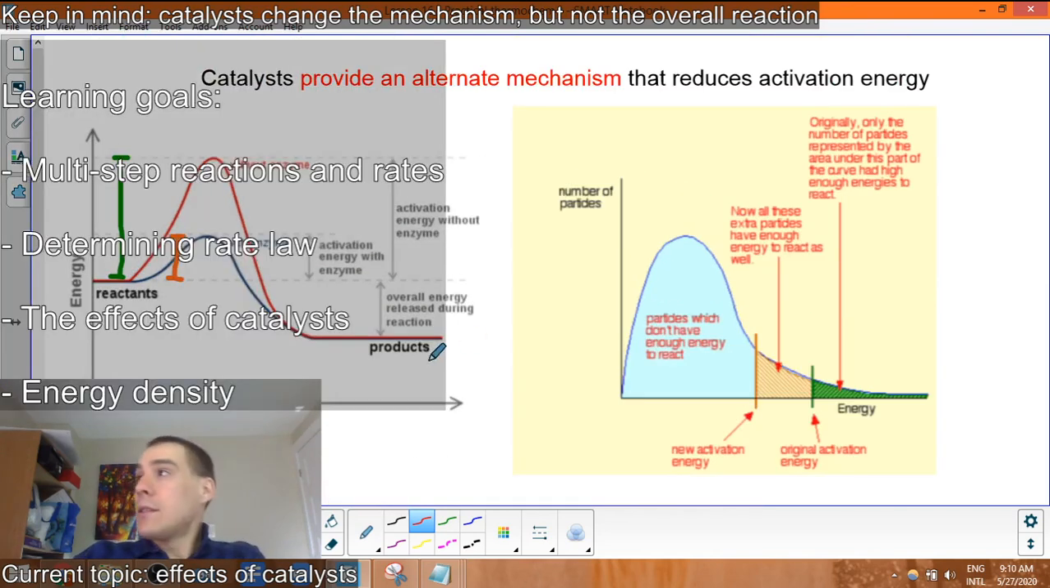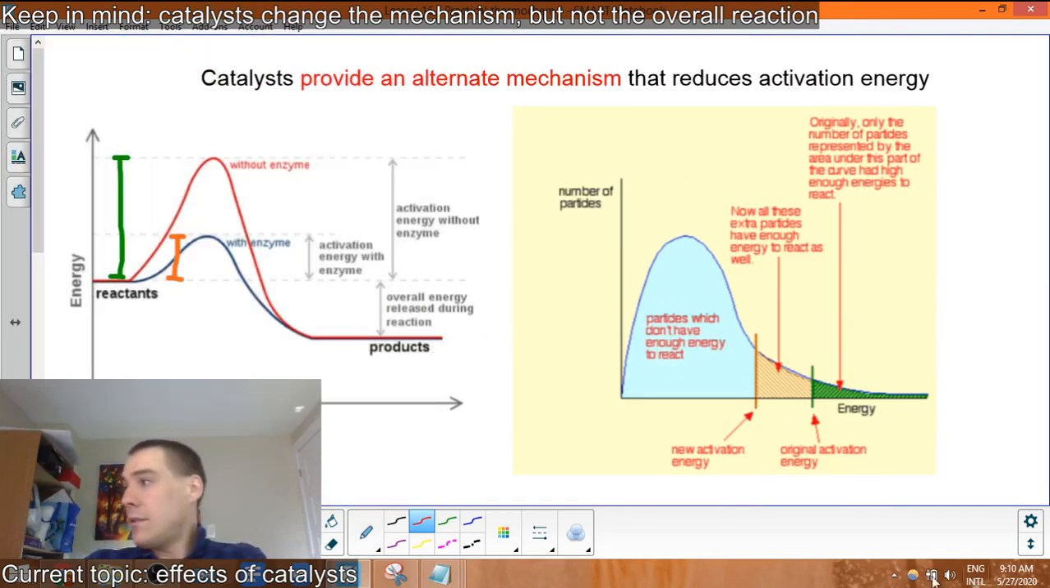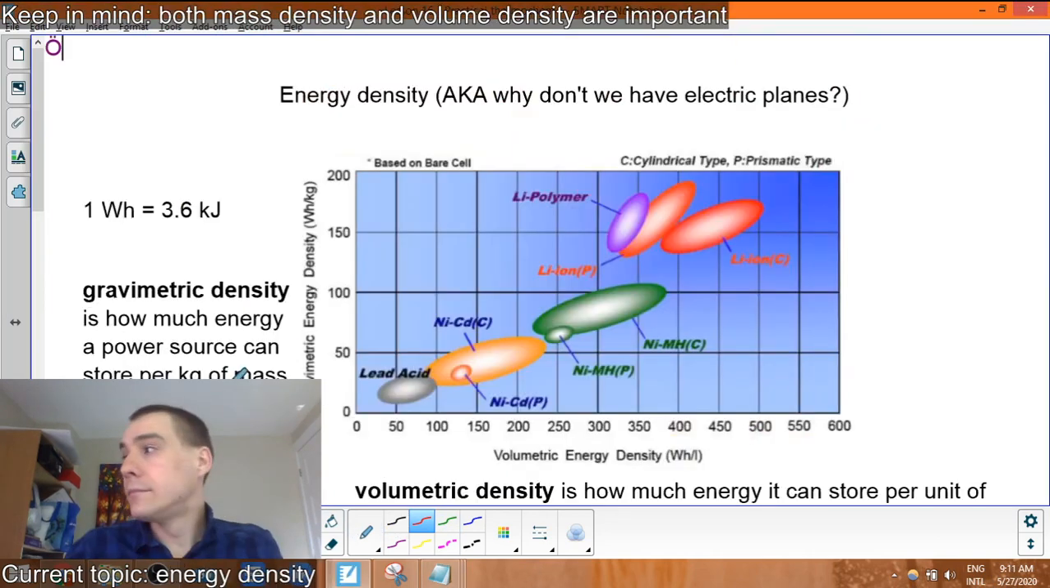What's next? I think that's our last thing. Yeah, energy density. So energy density. I'm going to pause and get that set up.